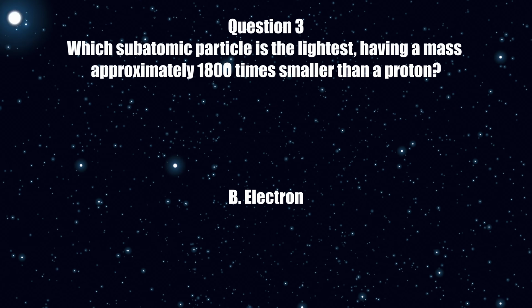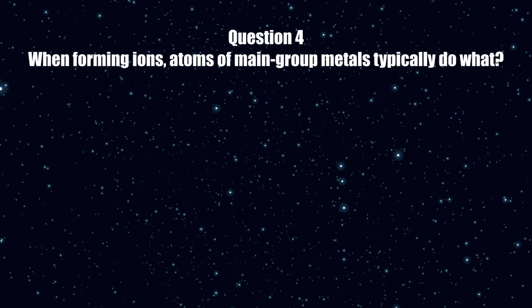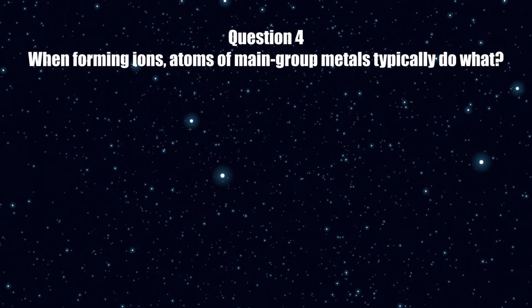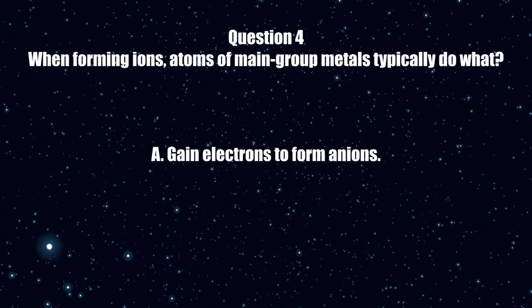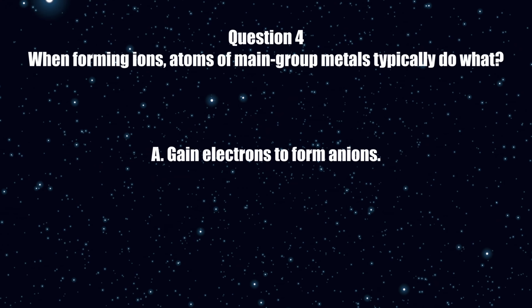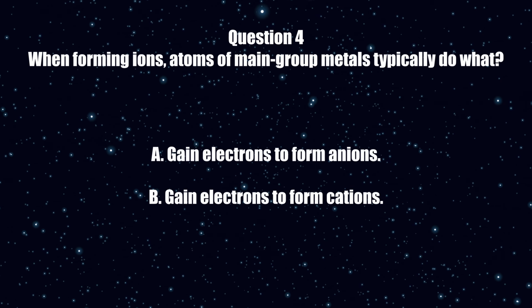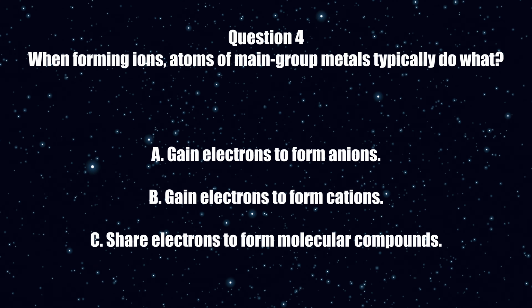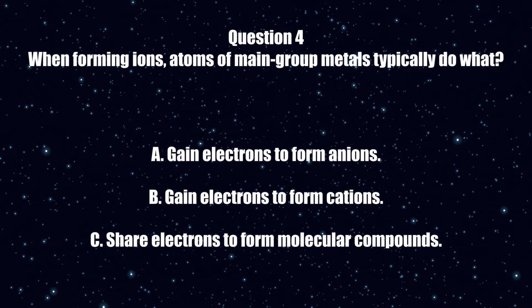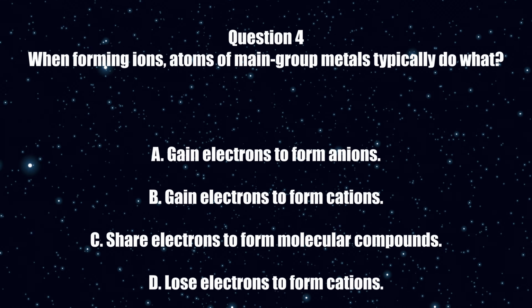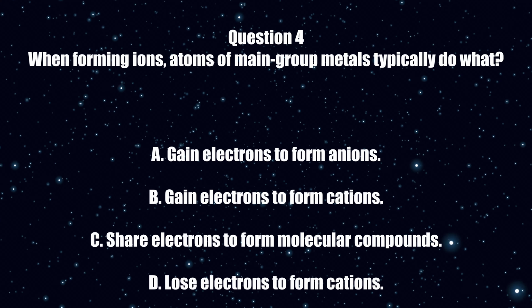The correct answer is B. Electron. Question 4. When forming ions, atoms of main group metals typically do what? A. Gain electrons to form anions. B. Gain electrons to form cations. C. Share electrons to form molecular compounds. D. Lose electrons to form cations.